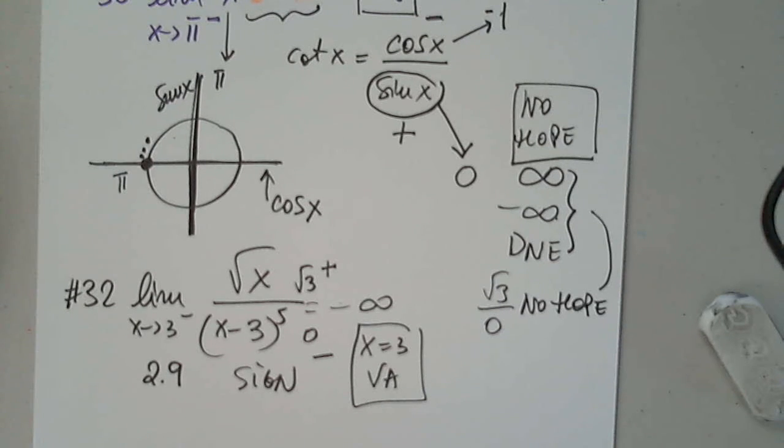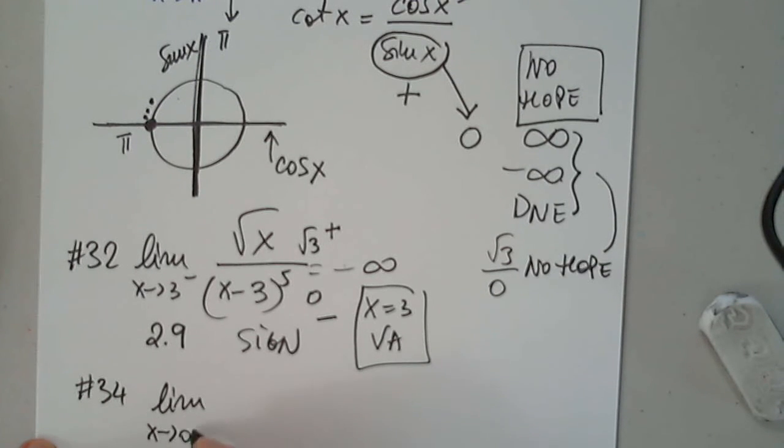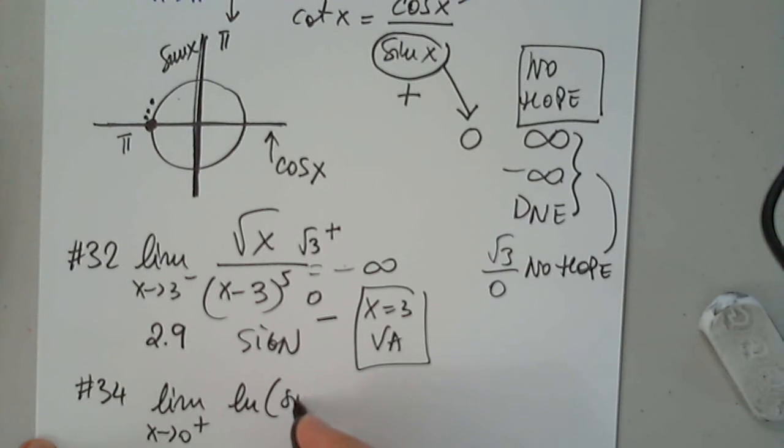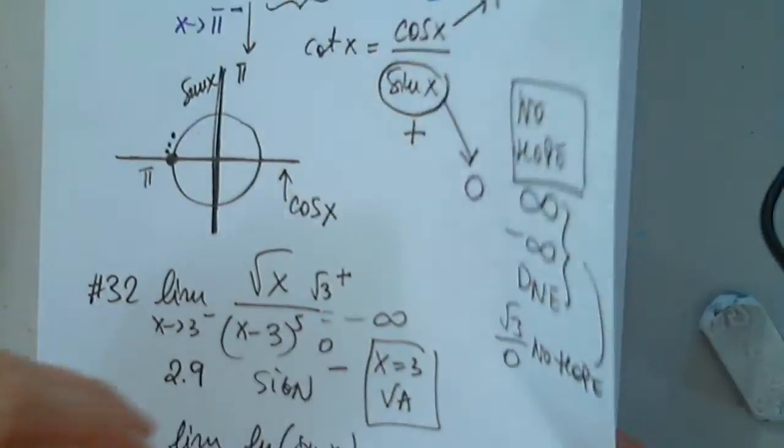How about 34? 34. I think we did it last time, but maybe not. So let's take a look at 34. Limit as x approaches 0 from the right, natural log of sine x. Maybe not. Okay, let's take a look. Very good pick.